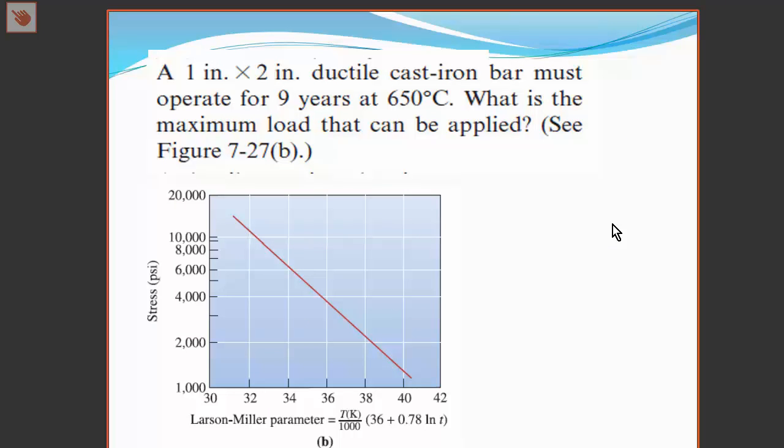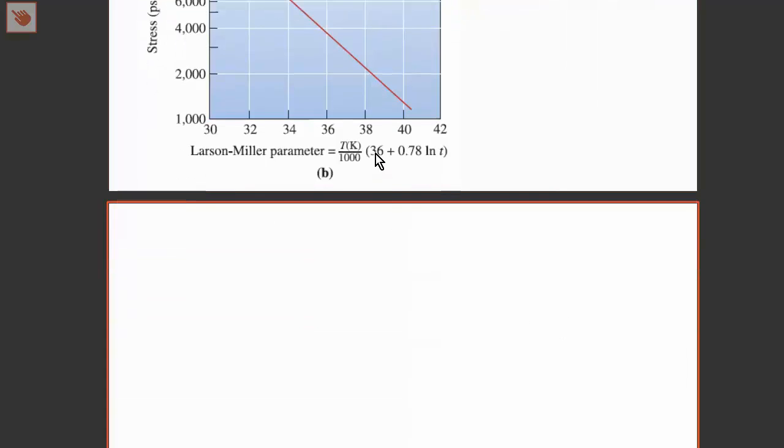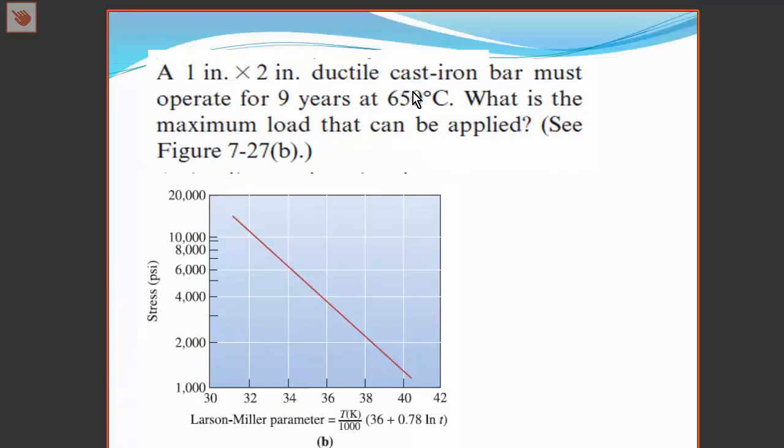Let's practice applying the concepts of the Larsen-Miller parameter to this simple problem here. It says a 1 inch by 2 inch ductile cast iron bar must operate for 9 years at 650 degrees centigrade. What is the maximum load that can be applied? See figure 7-27b, so I've reproduced it here. The way to solve this problem is we have stress versus Larsen-Miller parameter for the specimen. Constants A and B have been determined for us. We need to determine what the Larsen-Miller parameter is for the temperature and time, and then look up what the maximum stress is and multiply that by the cross-sectional area to get the maximum load.